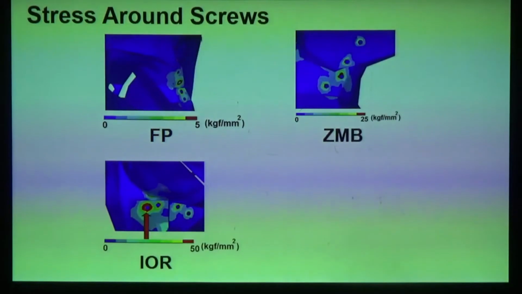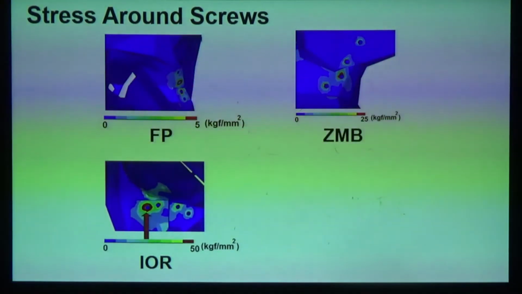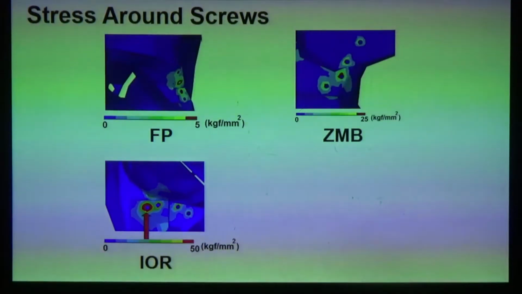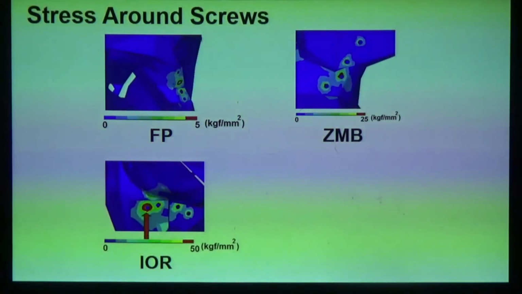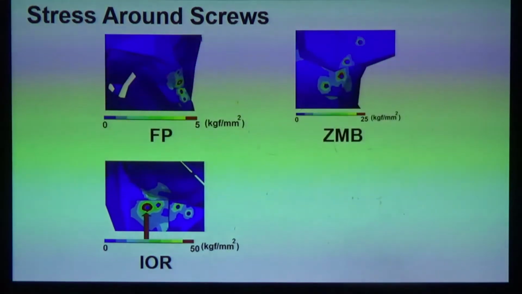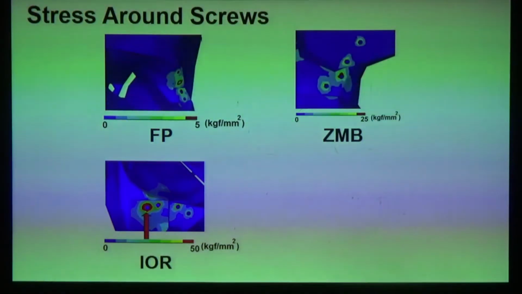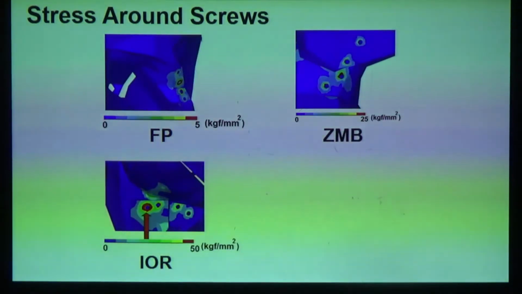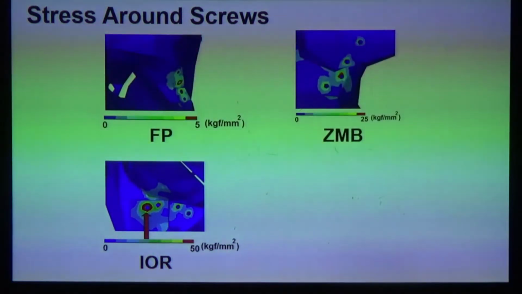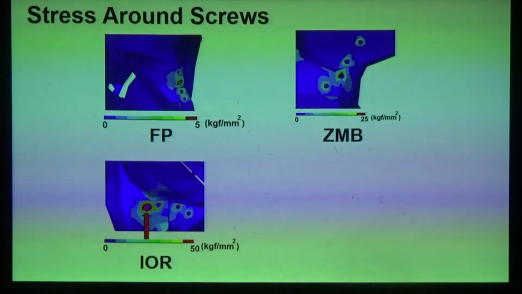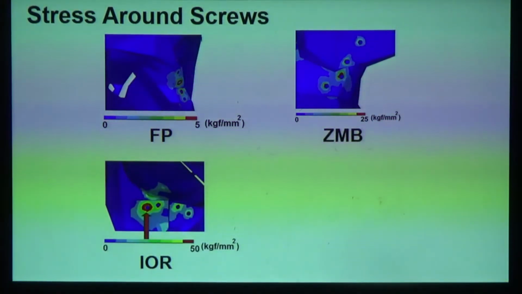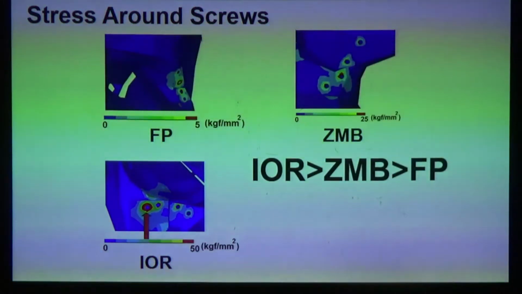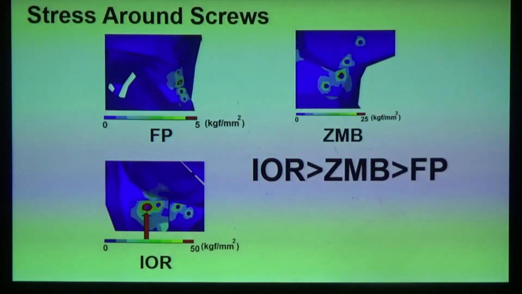By using structural analysis, we calculated the stress occurring around fixation screws. Greater stress around the screws indicates that bone absorption is likely to occur there, and the screws are likely to loosen. So the greater the periscrew stress is, the more unstable the fixation is. It was found that stress was greater in the order of inferior orbital rim fixation, zygomatic-maxillary buttress fixation, and frontal process fixation. The instability of fixation decreases in this order.